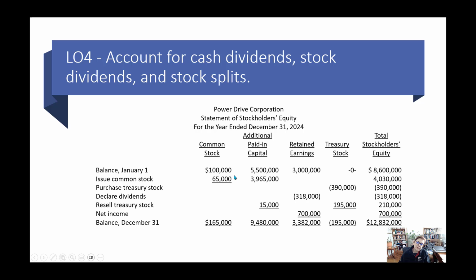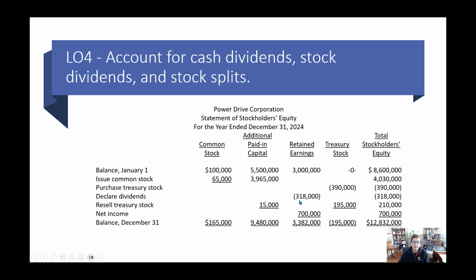So the tricky thing here is you need to make sure that things come in and out of the right column. So for example, when the company issued the stock, it issued it for $4,030,000. 65,000 of that went into common stock. That was the par value. The rest went into paid-in capital, additional paid-in capital, or paid-in capital in excess of par. When they bought the treasury stock, that came out at cost. That is a new column here, right? That goes in the treasury stock column. Notice that doesn't affect our common stock.